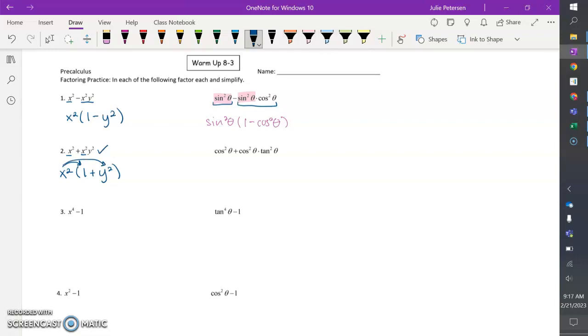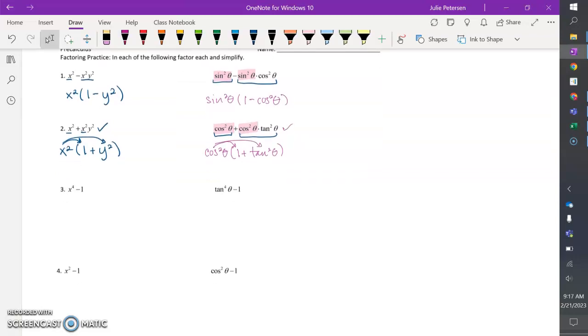So on the second expression, we've got one term and another term. And just identify your GCF is cosine squared. So we're going to take that out. Cosine squared theta. And that's going to leave us with 1 plus tangent squared theta. Again, if you're not sure if you did it right, distribute back in and see if we get our original expression.